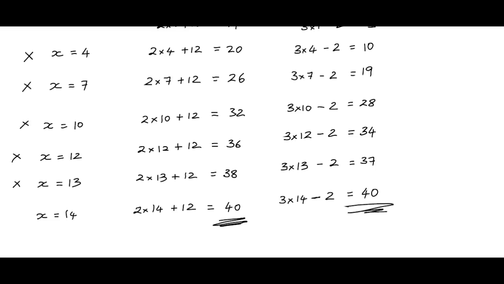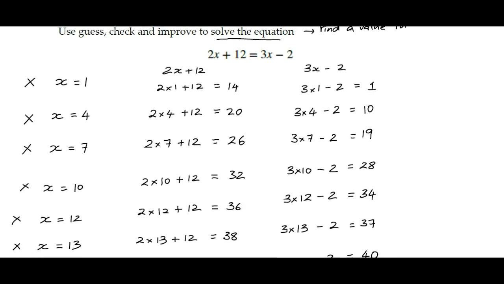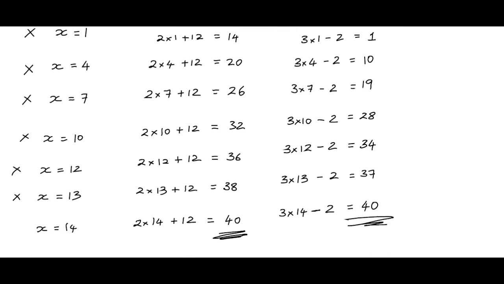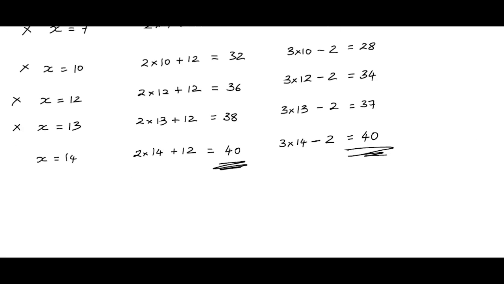So, what do we notice here? Both the values are exactly the same, which is what we started with, didn't we? 2x plus 12 must be equal to 3x minus 2. So the answer to our question, after all the hard work, is x equals 14.